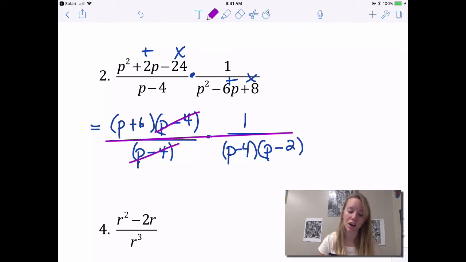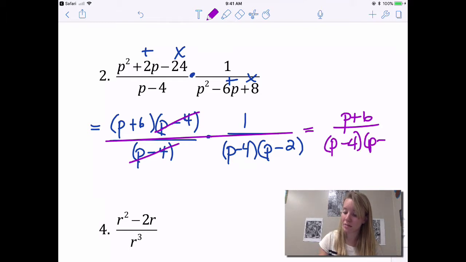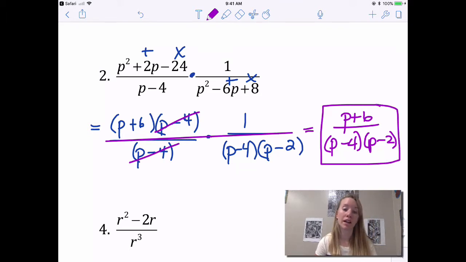I could do that p minus 4, or I could do one in the same fraction. It really doesn't matter. And that's really all that cancels. So in the end, I get p plus 6 times 1 over p minus 4, p minus 2. And I would really leave it like that. Like you could FOIL out the denominator, but it's nice to kind of see all those pieces, and it's less work to just leave it in that simplified form.